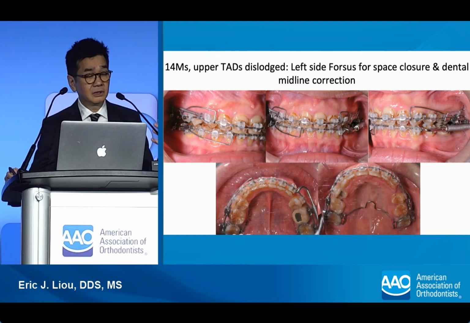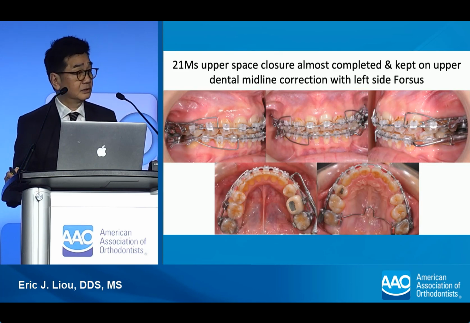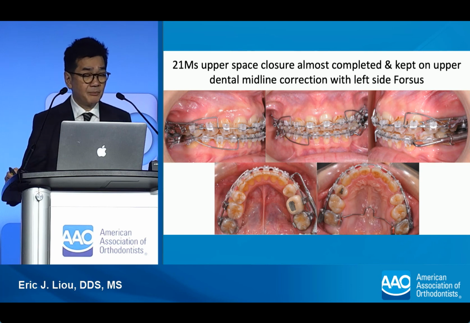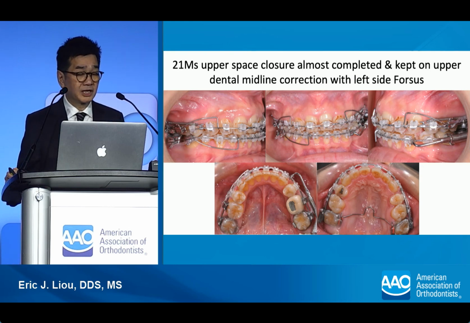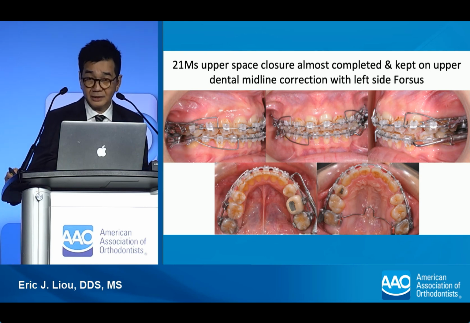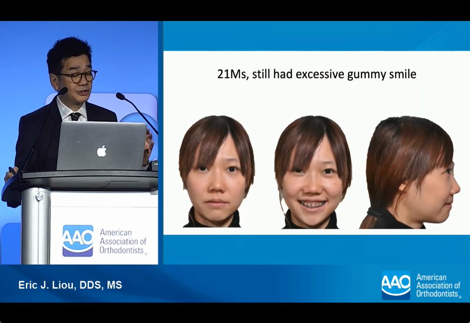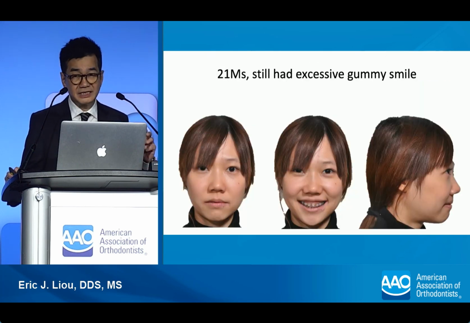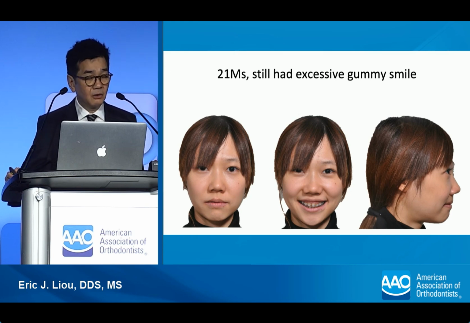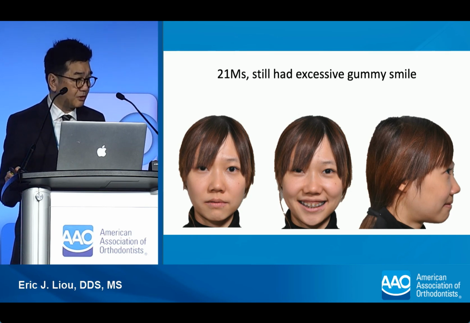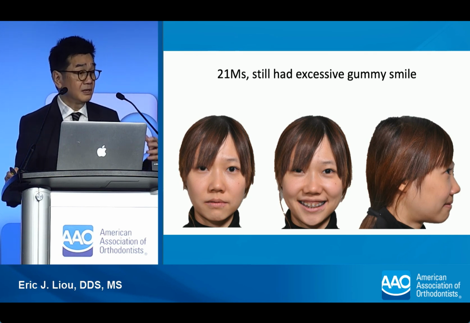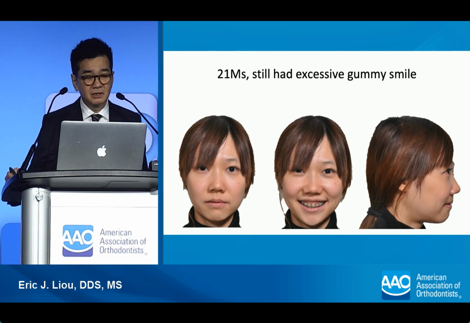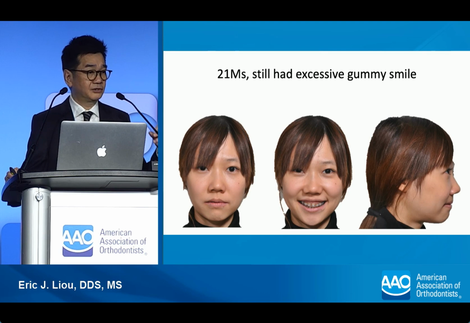I kept going for a couple more months, and by 21 months you can see the upper space closure was almost complete, and I kept on with the upper dental midline correction with the elastics on the left side. At this moment, I checked her face. You can see now her upper lip and lower lip actually became thinner than before, but still not too bad yet. But since she was still having an excessive gummy smile, I made a decision to decrease the gummy smile a little bit more.